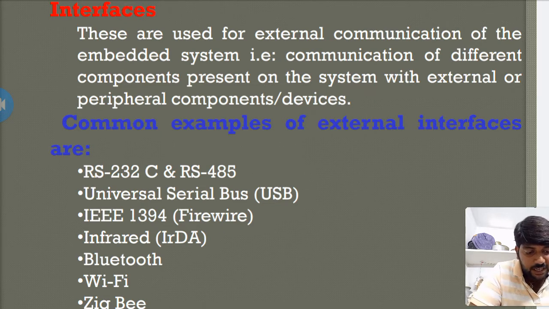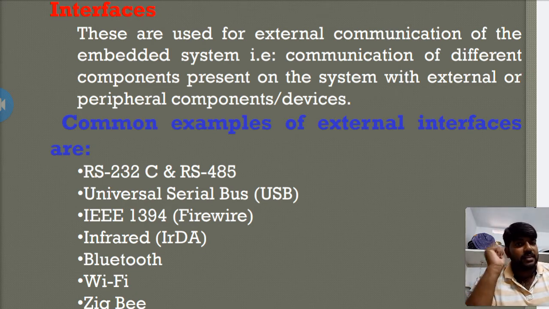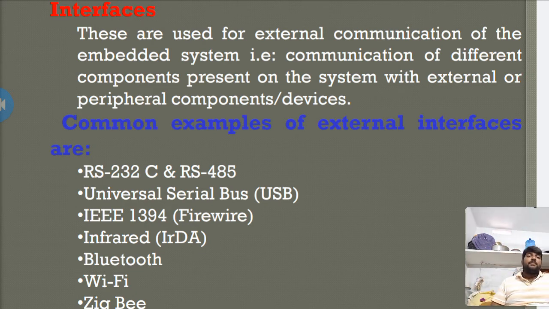Pin number 5 is the ground pin, pin number 1 is data carrier detect, pin number 4 is data terminal ready, and pin number 9 is ring indicator. So these are the pins 1 to 9 of the DB9 connector. Majorly, for similar data communication in full duplex wired communication, we are using RS-232 and RS-485.